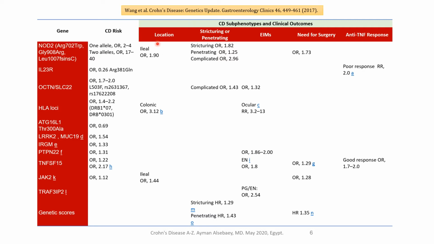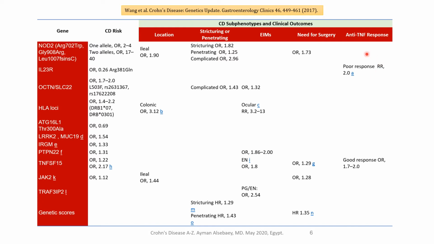Okay, when we look at the location, you will find that most patients who have Crohn's colitis have HLA locus DRB1. If we look at the patients who have stricturing disease, you will find that most of them have NOD2 mutation, okay? If we look at the patients who have extra-intestinal manifestations, for example affecting the eye, they will have mutation in the HLA loci, okay? If we look at the need for surgery, you will find that it is associated with the NOD2 mutation.